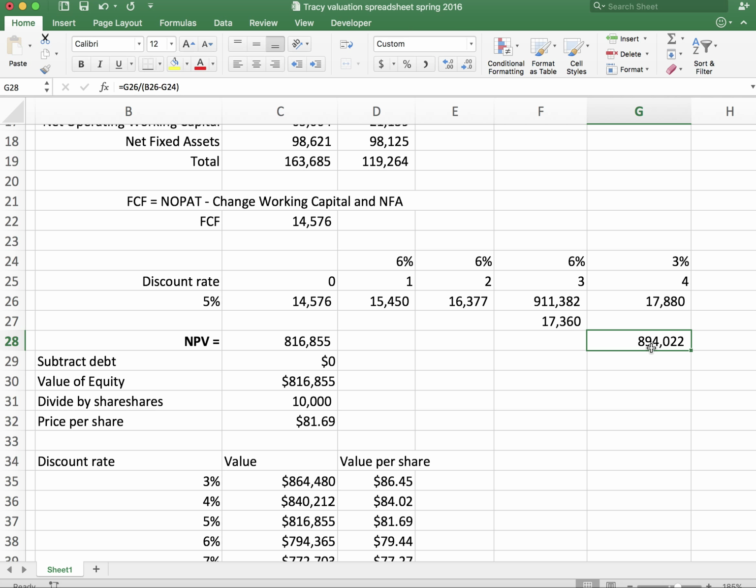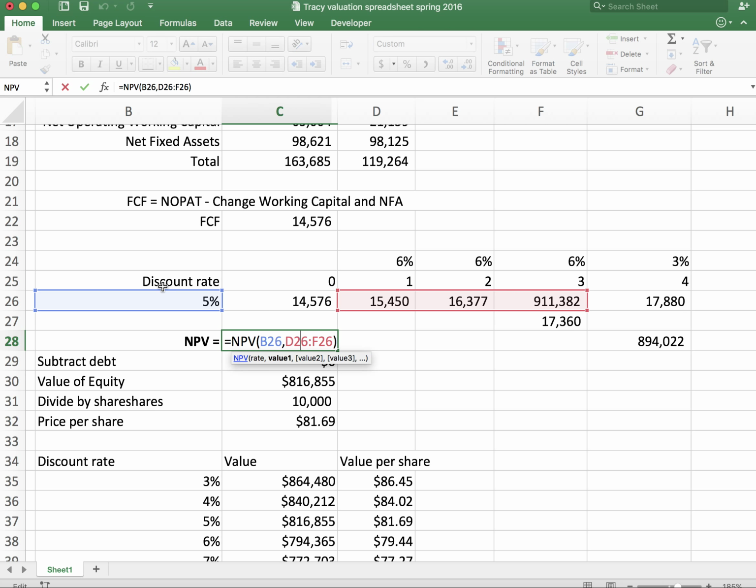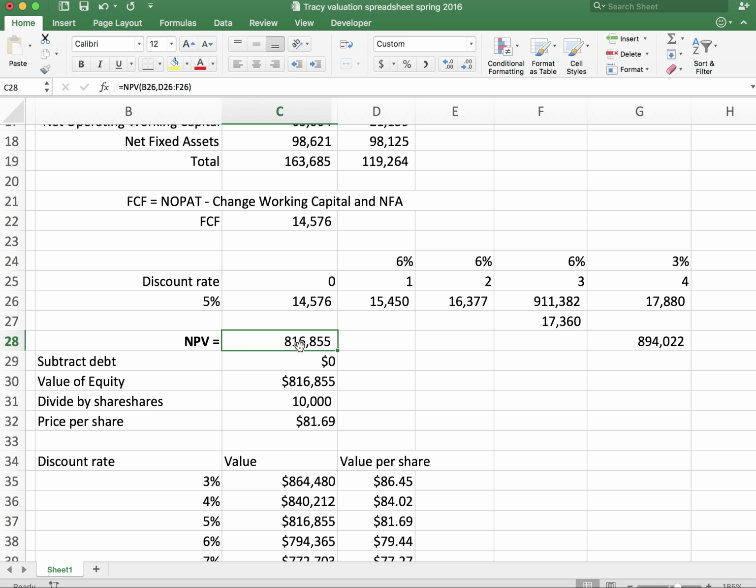If we add the 894 to the 17,360, we know at the end of period 3, at the end of year 3, we get a total, and the total is $911 million. So if we discount that back at the 5% discount rate, we get a net present value, these three terms and the discount rate, a net present value of $816 million.